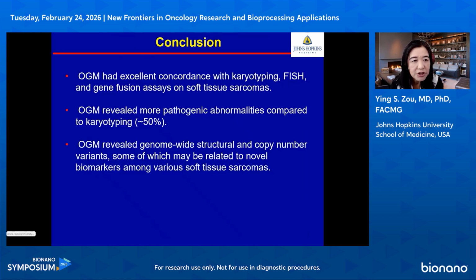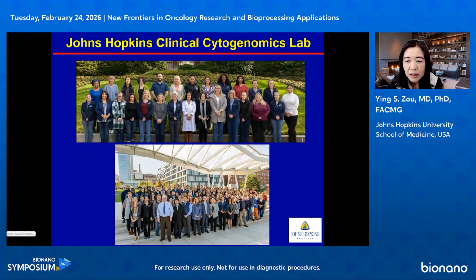So in summary, OGM had excellent concordance with standard of care genetic testing, including chromosome analysis, karyotyping, FISH and gene fusion assays on soft tissue sarcomas. OGM revealed 50% more pathogenic alterations compared to standard karyotyping. OGM revealed genome-wide structural and copy number variants, some of which may be related to novel biomarkers among various soft tissue sarcomas. So I would like to thank the Hopkins Clinical Cytogenetics Lab who did this work.